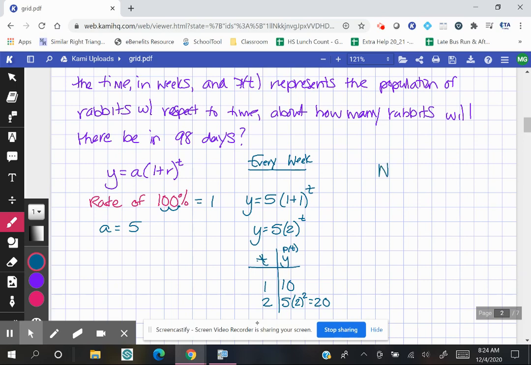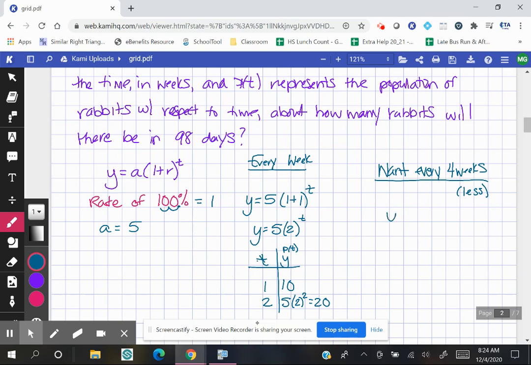The problem is we want to double every 4 weeks. So are we doubling more or less if we double every 4 weeks? Are we going to have more rabbits at the end or less? And hopefully you're saying you're going to have less, because here we're doubling every week. So next week we would have double. Here, if we're doubling every 4 weeks, we're not going to have double until we reach 4 weeks.